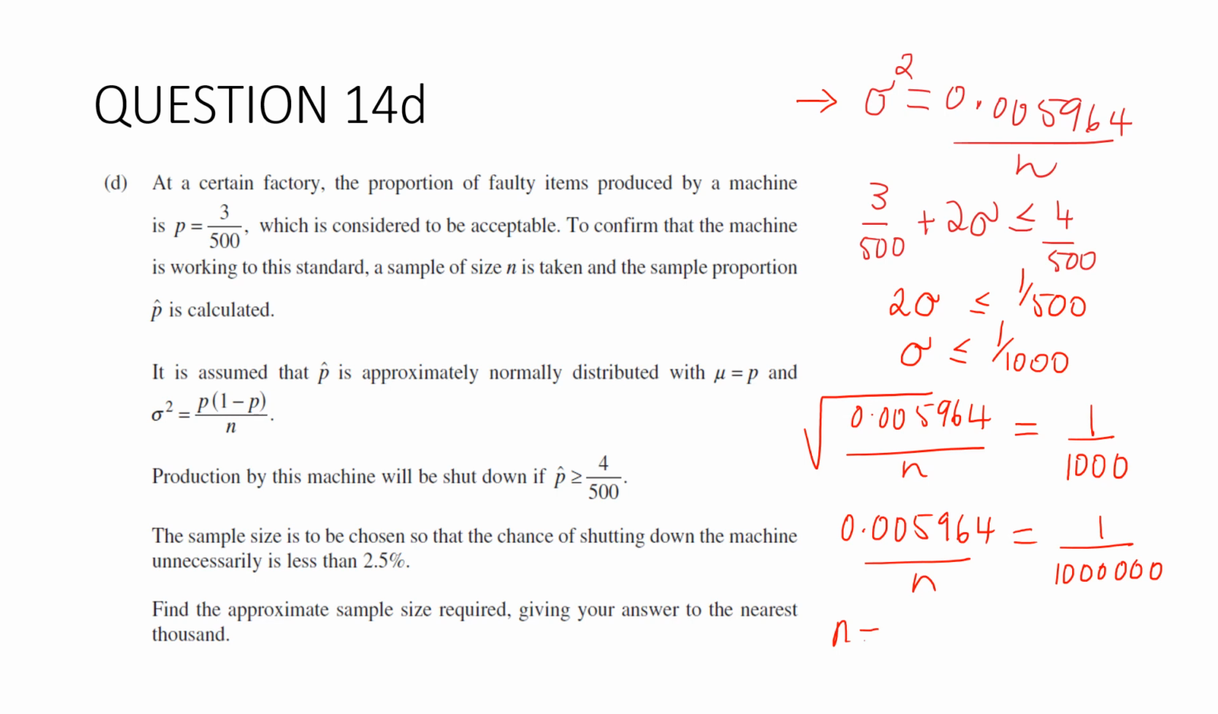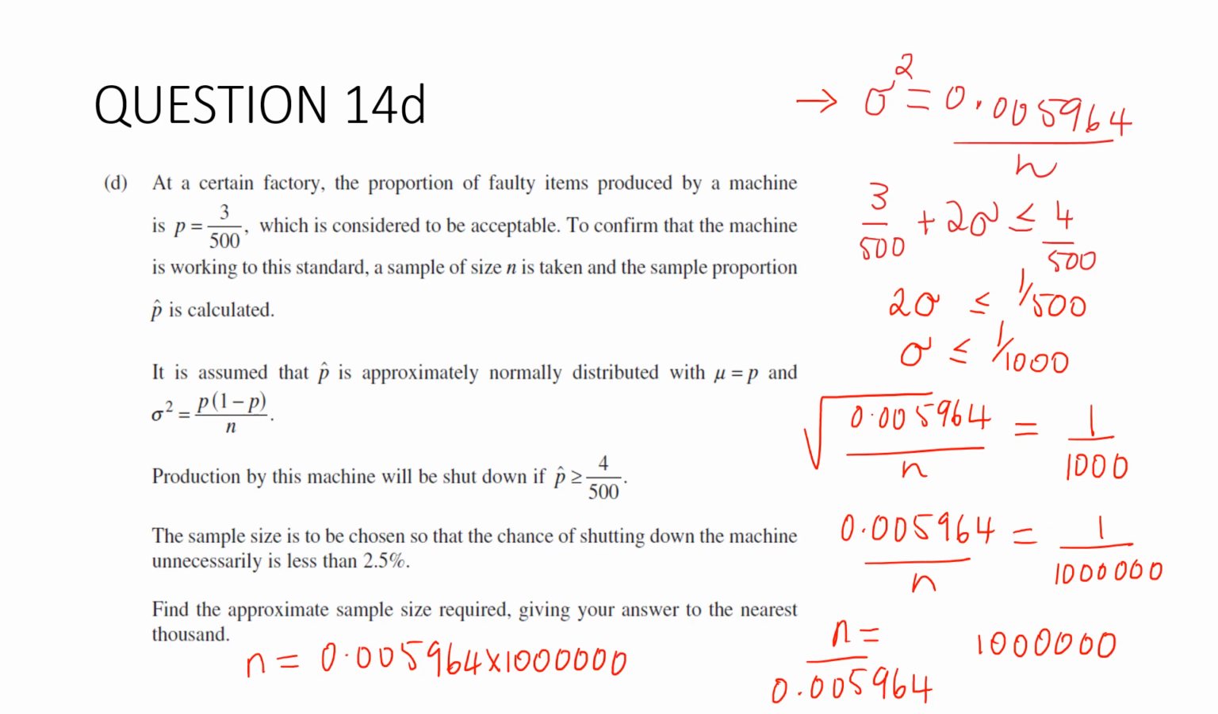And so n is going to be equal to, actually I'll do it, just flip it upside down, 0.005964 equals n over 1 million. And so, just timesing both sides by that 0.005964 number, we will get this, which is 5,964. So that's the sample size required.